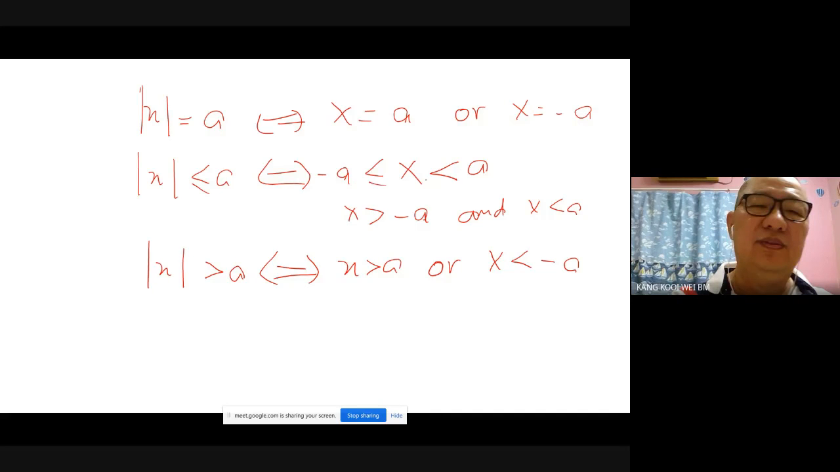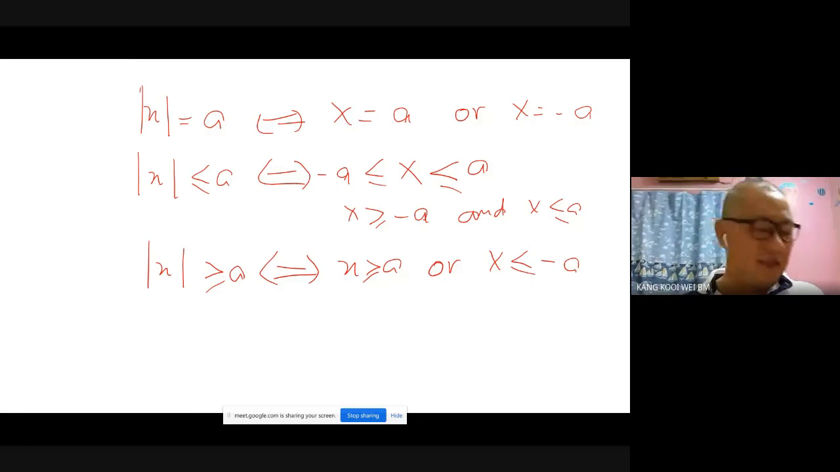Begitu juga ada dua lagi lah. We just simply put equal sign here. Then the other one as well. Okay, we just simply put equal sign here.